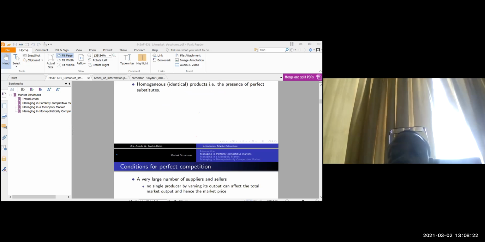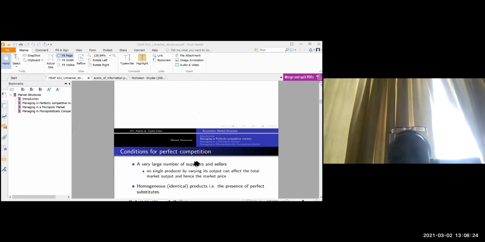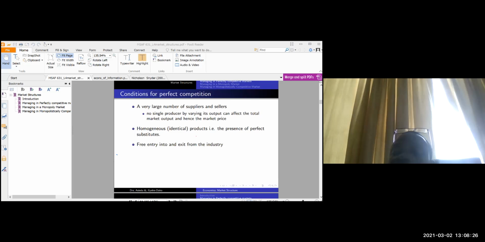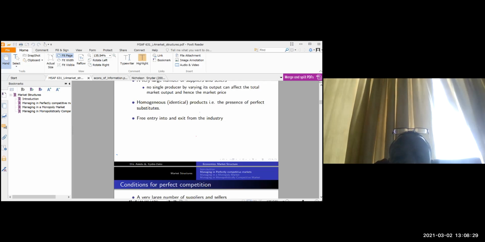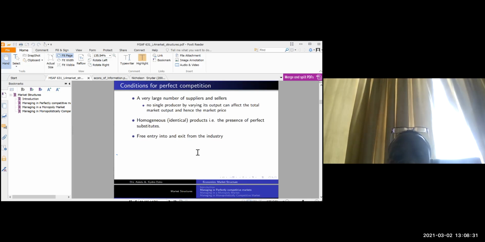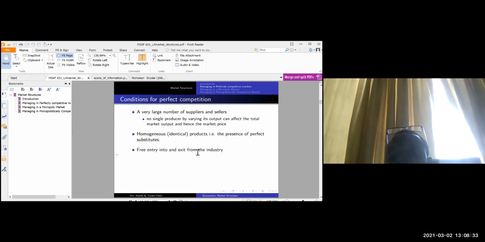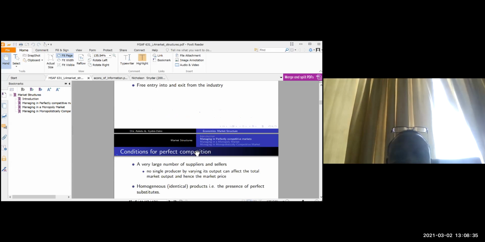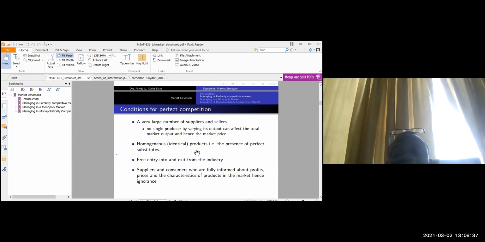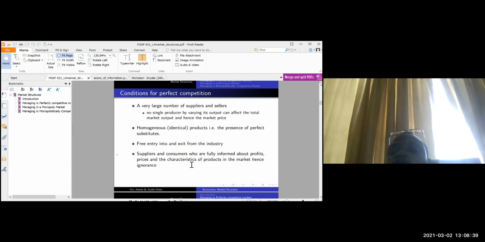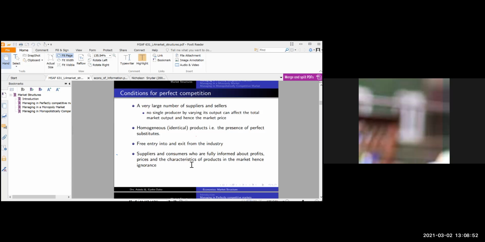Free entry into and exit. We talked about it. You can walk in and walk out. You can just say, I will not sell tomatoes today. Tomorrow I'll sell plantain. You use the same basket. All right. Suppliers and consumers who are fully informed about profits. Even consumers are fully informed about profit. It will not be difficult for me to kind of know the cassava seller's margin. I'll just walk, and I do that a lot.